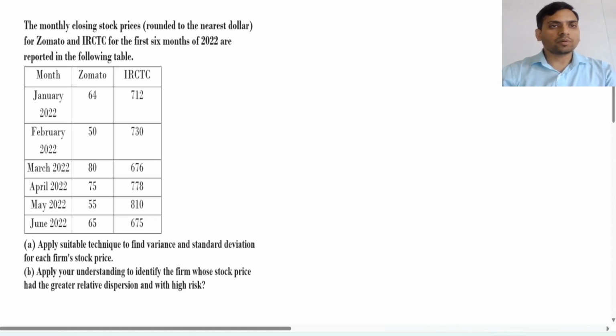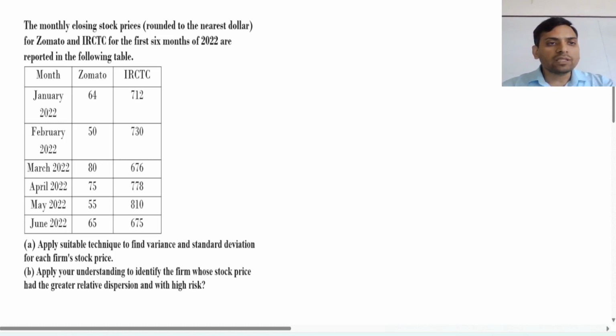We have this managerial problem in which we have two stock prices: first of Zomato and second of IRCTC, for the last 6 months in 2022. First, apply a suitable technique to find the variance and standard deviation for each firm's stock price. Second, apply your understanding to identify the firm whose stock price had the greater relative dispersion and high risk. So there are two things: first, standard deviation and variance, and second, the utility of standard deviation and variance.